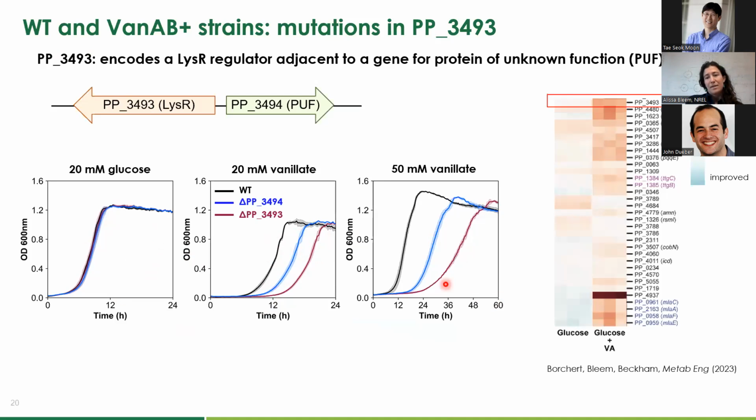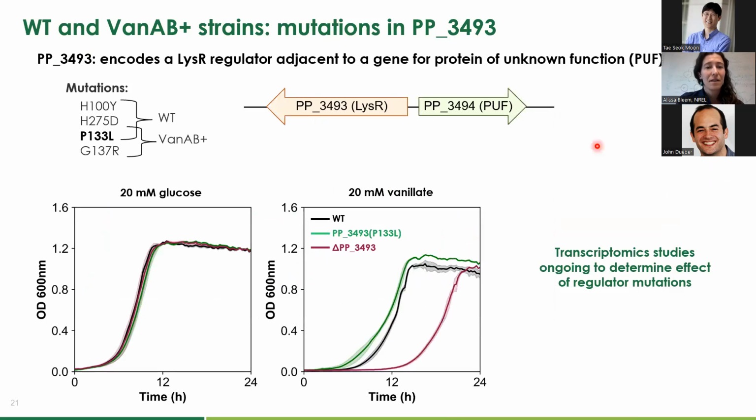So we wanted to dig into that a little bit more. I'll also just add that in some work Andrew Borchert and I did on stress tolerance in Pseudomonas putida, we saw that this PP3493 gene had decreased fitness during growth on vanillate. This was a Tn-seq based study. So it's kind of nice to have some evidence corroborating the importance of this gene.